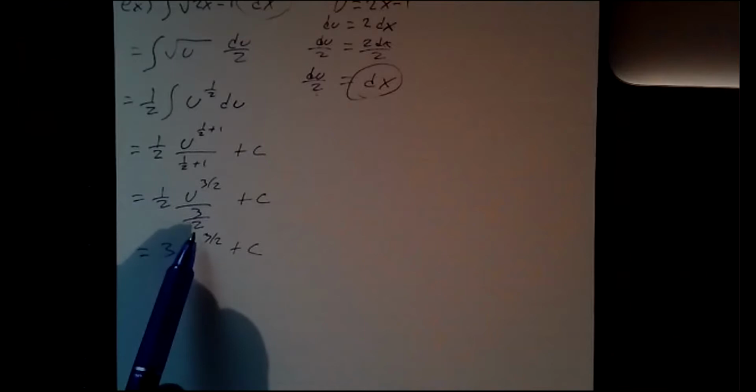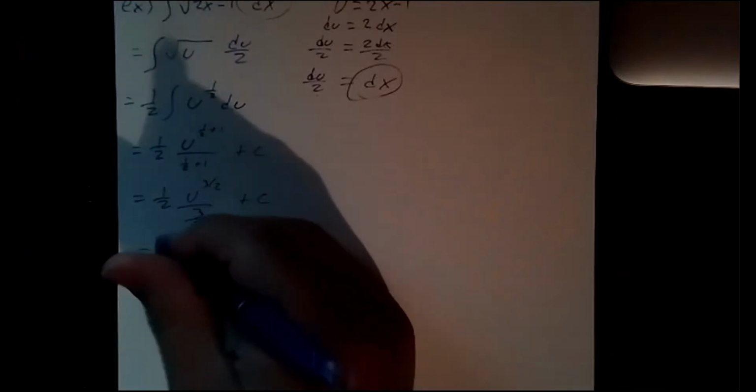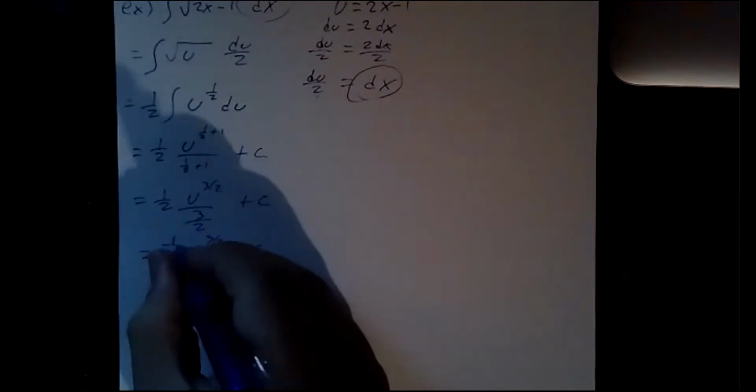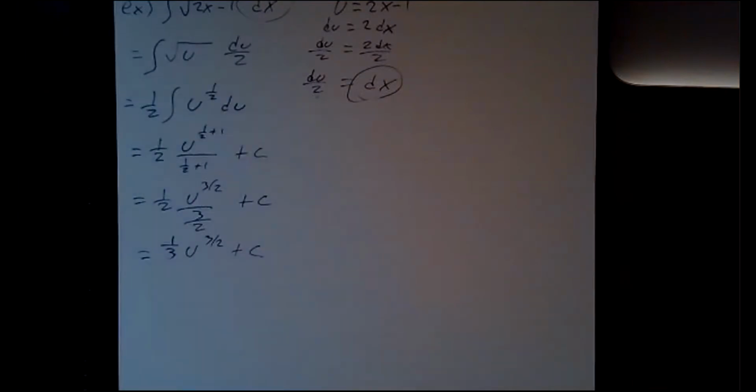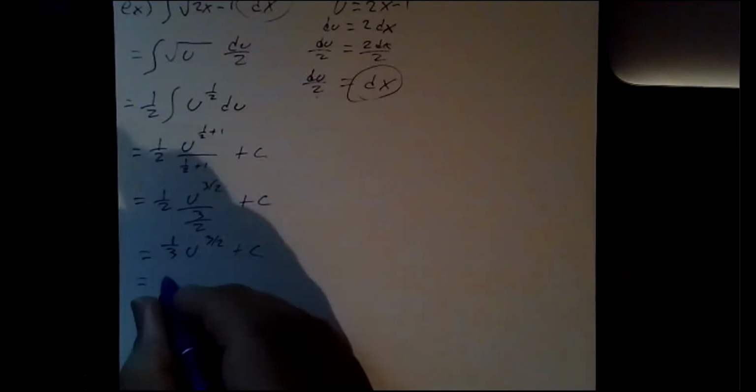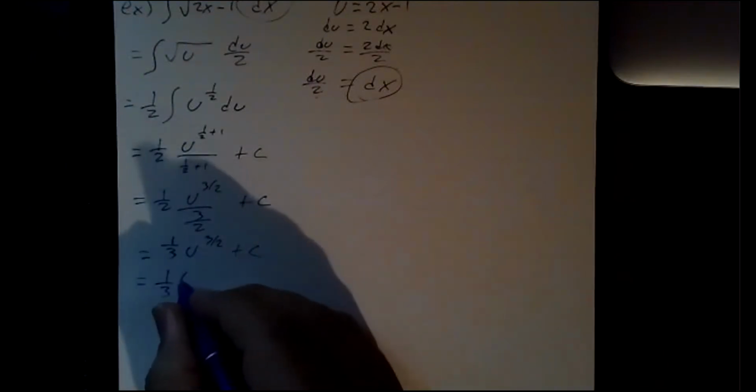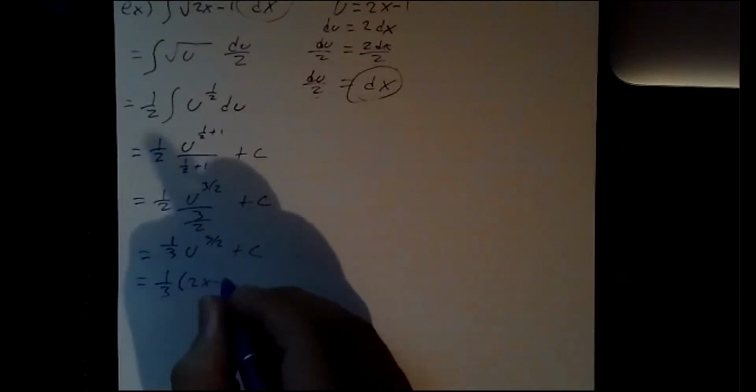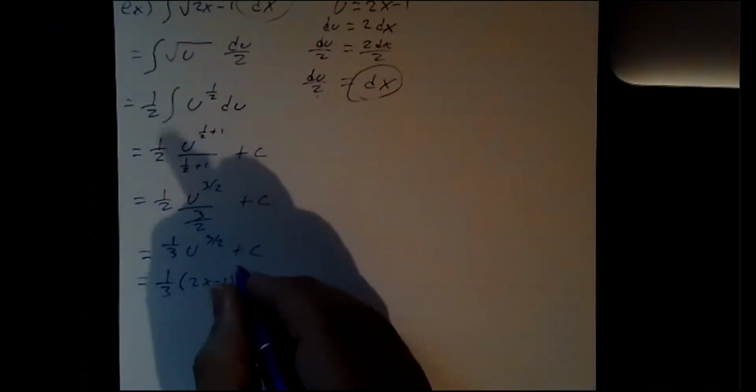Right, you flip this fraction over, multiply. Is that right? No, that's wrong. It's 1/3. Sorry about that. So once it's integrated, you replace the u and you're done. U was originally this here.